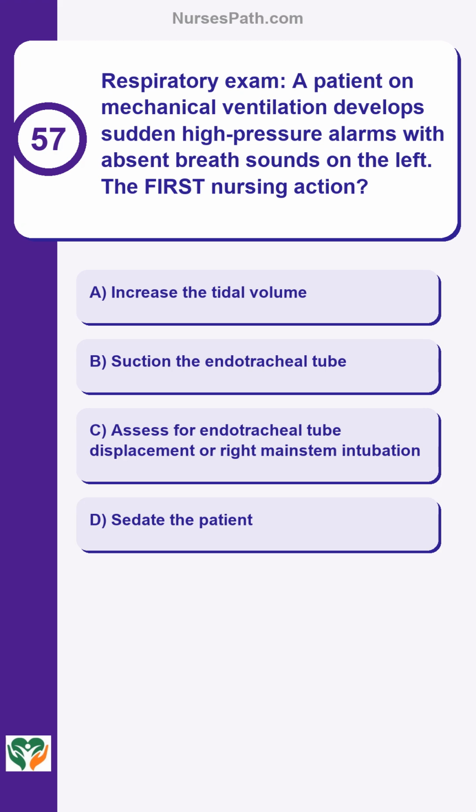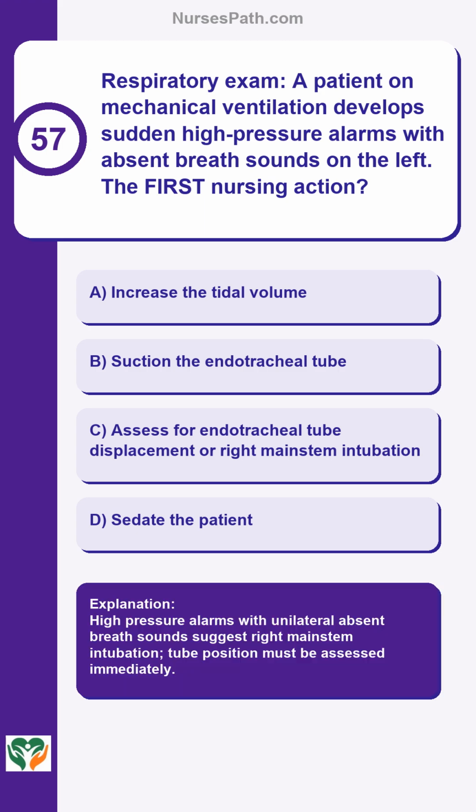Question 57. Respiratory exam. A patient on mechanical ventilation develops sudden high pressure alarms with absent breath sounds on the left. The first nursing action? Increase the tidal volume. Suction the endotracheal tube. Assess for endotracheal tube displacement or right mainstem intubation. Sedate the patient. High-pressure alarms with unilateral absent breath sounds suggest right mainstem intubation. Tube position must be assessed immediately.